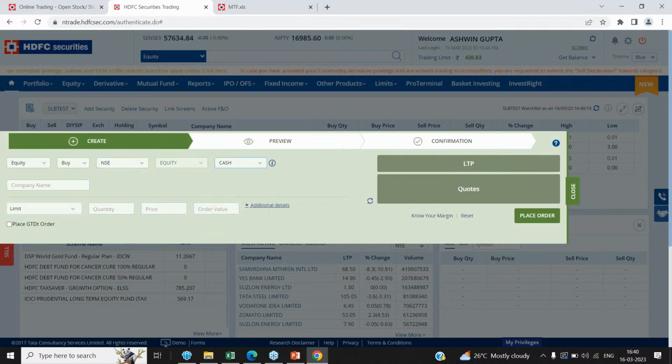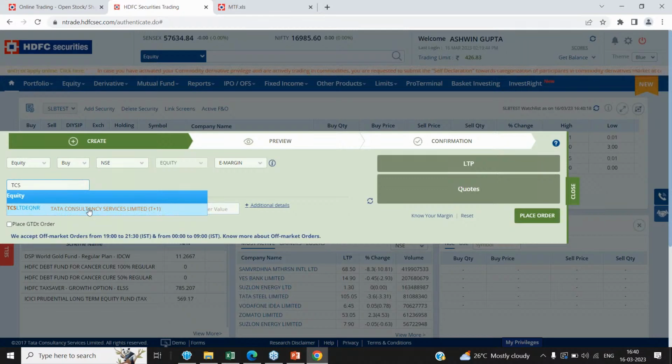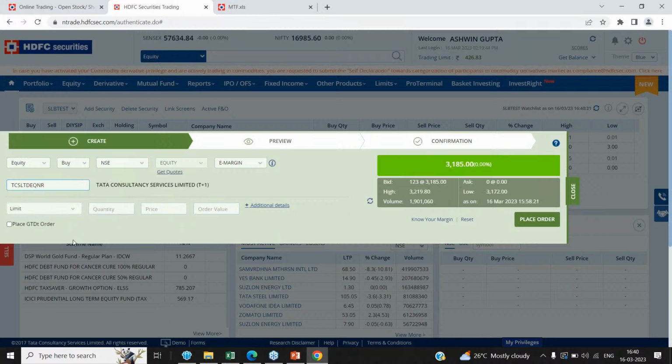Here I'll select eMargin. For example, I want to buy stocks called TCS. I'll enter TCS. Once I enter TCS, I'll come to know what the price currently is. I'll enter the quantity. For example, I want to buy one share, right? I want to buy at a price of 3,000, but I'm buying on e-margin.